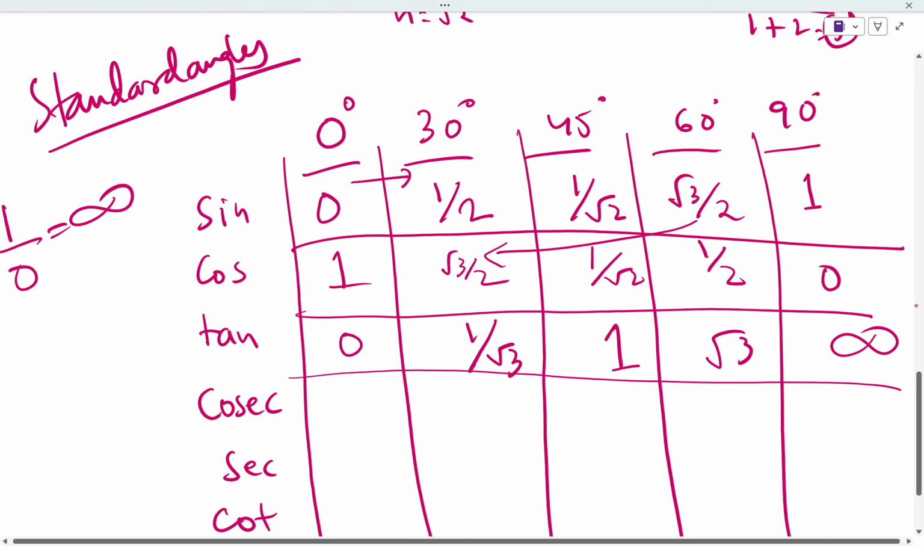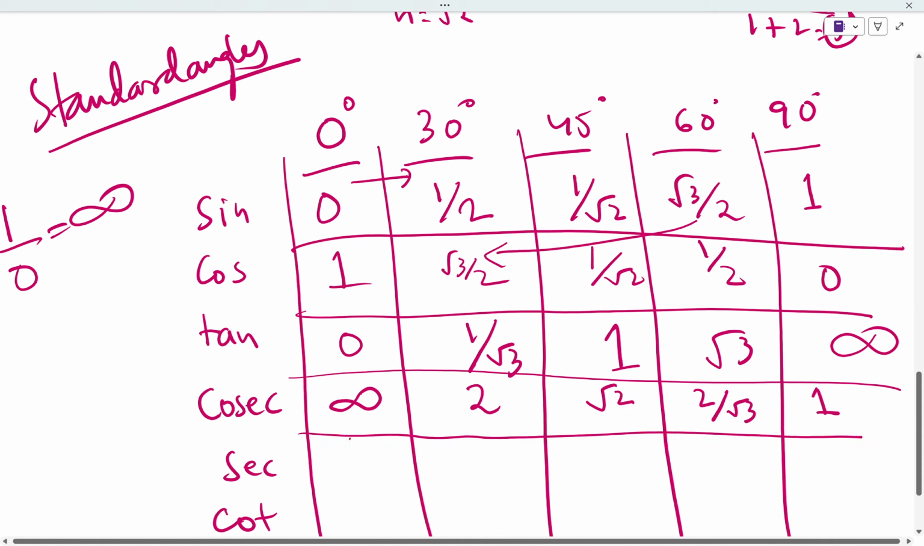Similarly, sine 0 and cosec 0 are reciprocal. So if sine 0 is 0, what will be cosec 0? 1 by 0. And as I said, 1 by 0 is infinity, so this will be infinity. 1 by 2 will be reversed, 2. This will also be reversed, root 2. This will be reversed, 2 by root 3, and 1's reciprocal is 1 only. Coming to sec, 1 by 1 is 1, this will become 2 by root 3, 1 by root 2 will become root 2, this will become 2, and this will become 1 by 0, which is again infinity.